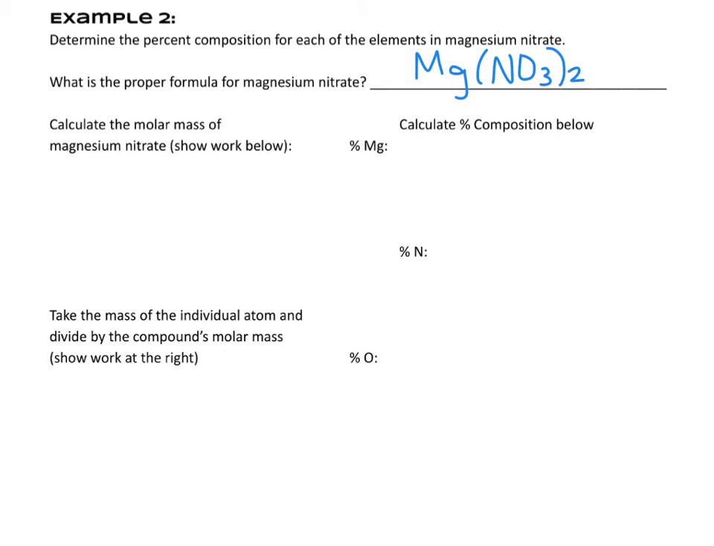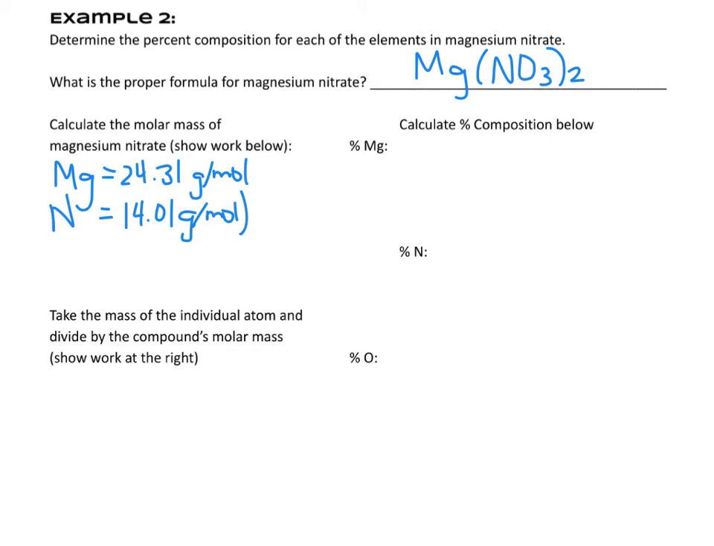Okay? So the way that we're going to do this is we're going to start out by finding the molar mass of everything. So because we're talking about part to a whole, if we're trying to find the percent of magnesium, we need to know the molar mass of the entire compound. So remember that we're going to look at the periodic table to find these, and magnesium is 24.31, nitrogen 14.01, okay, but there are 2 of those, so we're going to multiply that by 2.